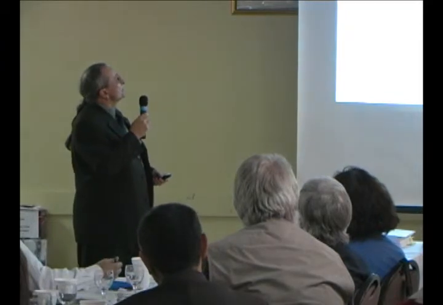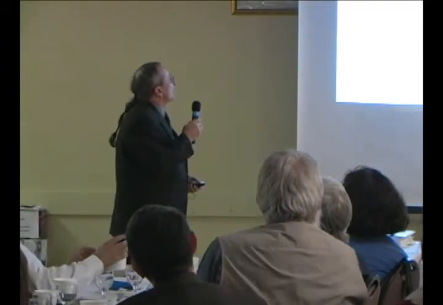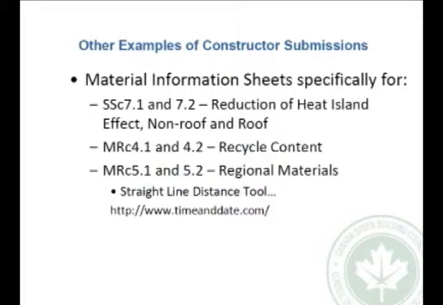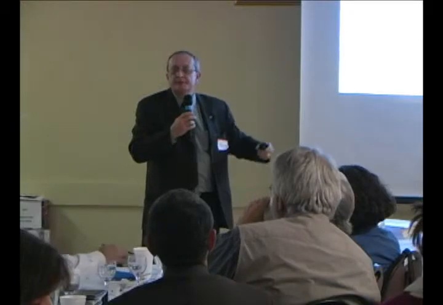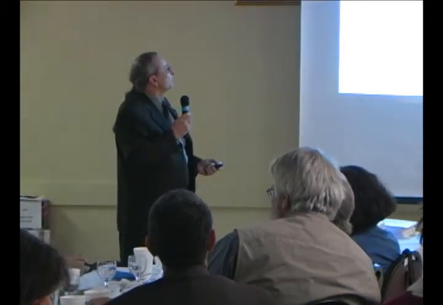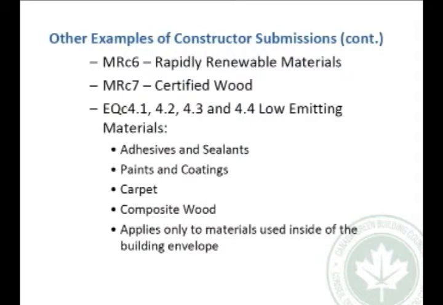I'll go through, there's other examples of construction submissions, material information sheets specifically for 7.17.2 for reduction of heat island effect, non-roof and roof, recycling content, regional materials. Here you can use a straight line tool from timeanddate.com in order to do the calculation for the distance traveled from the materials from the fabricator to the construction site. Rapidly renewed materials, certified wood, low emitting materials, and there's a whole gamut.